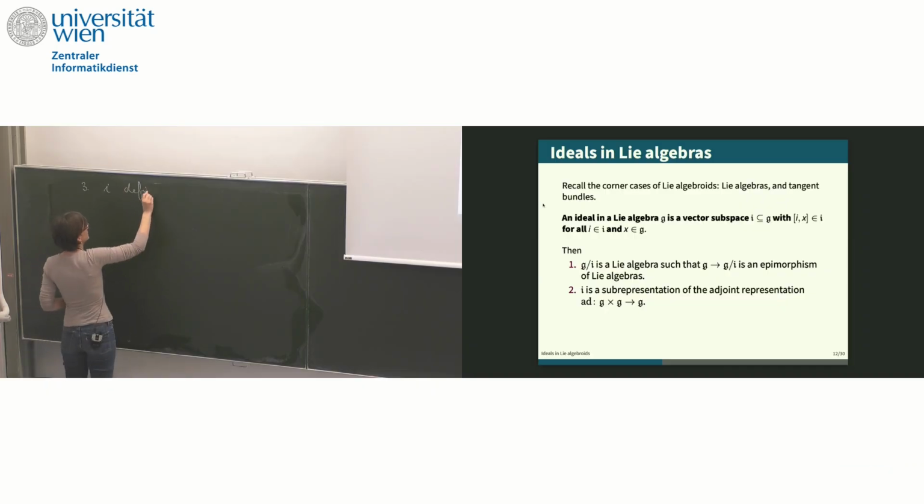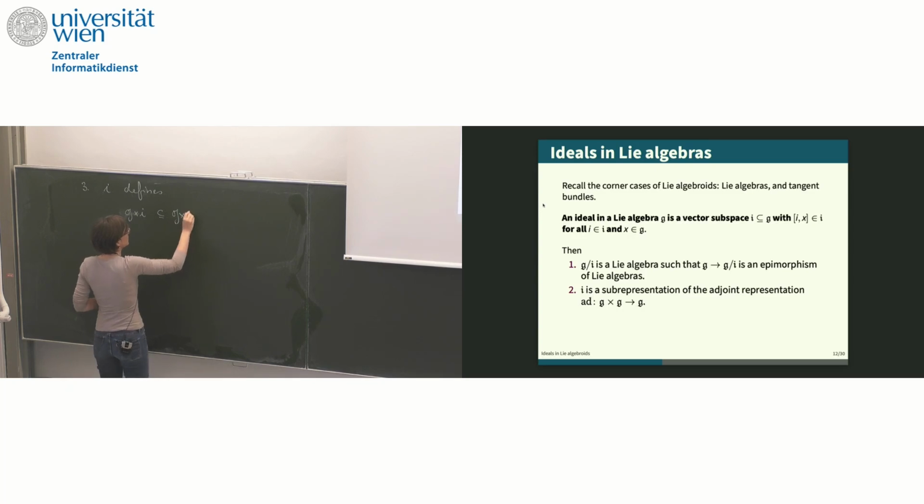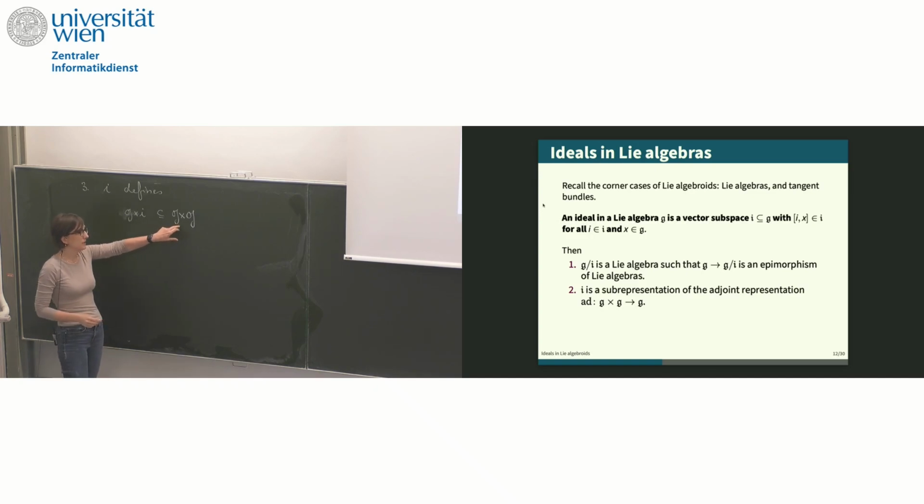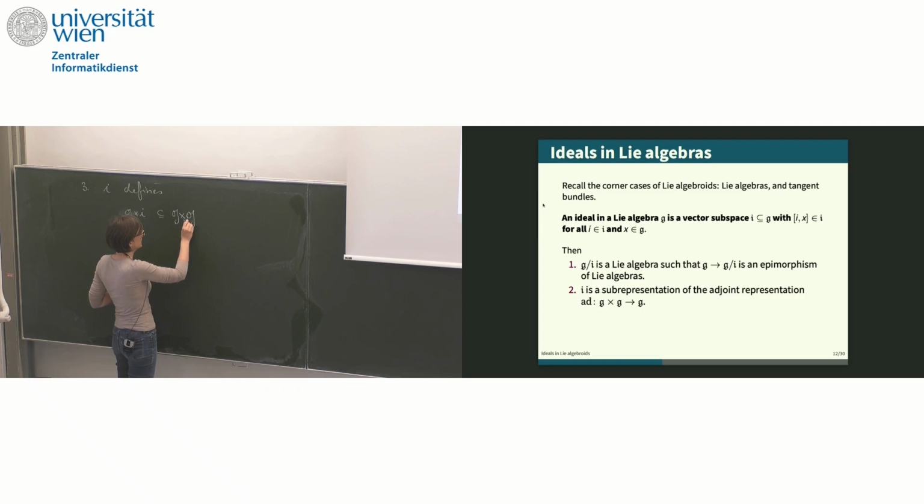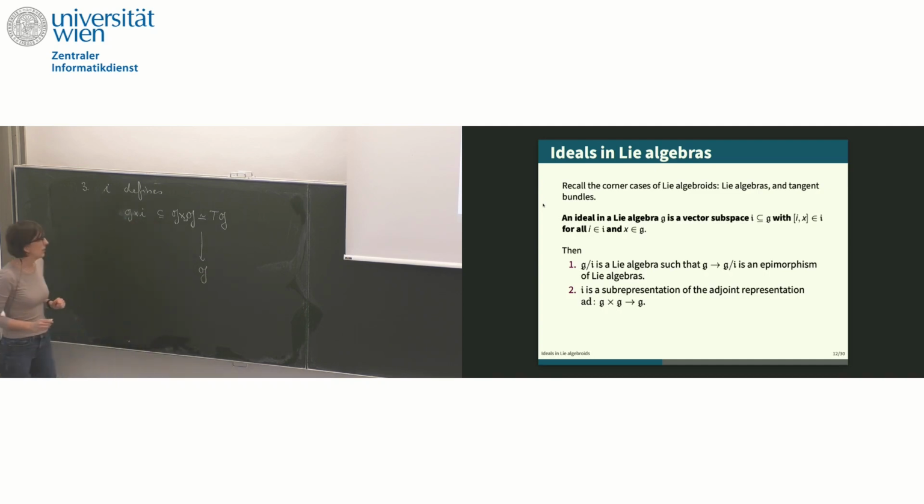And maybe the third will be helpful for some of you: I defines g times I in g times g. You take this semi-direct product of g with its adjoint. As a vector space, g times g is the same as Tg. So when you look at g times I, you can see it as a vector subbundle of Tg over g, which is involutive, because obviously it's involutive, right?